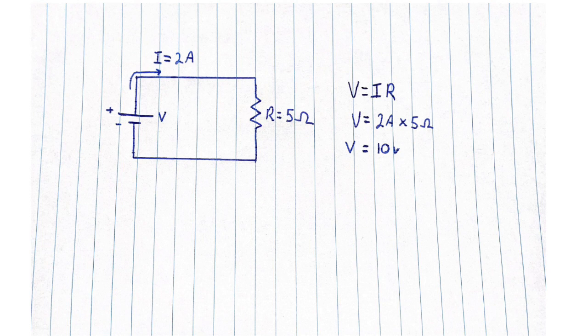Here we have a simple circuit consisting of a battery and a single resistor. We know that the resistor has a resistance of 5 ohms and that there is 2 amps of current flowing through the circuit. We want to find the voltage applied to the circuit to make this true, so we need to simply sub in our values of resistance and current and multiply them to give 10 volts.